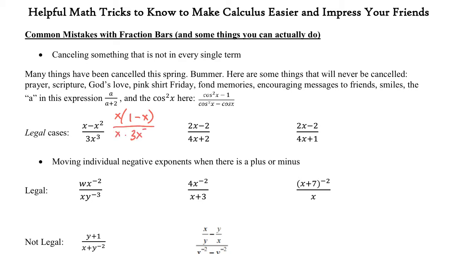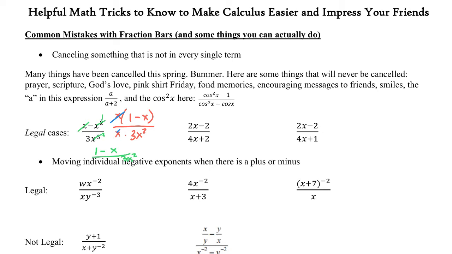That's a 3. And now this x can cancel. However, you could shortcut that, and just say this cancels, this becomes a 1, this becomes a 2, and that leaves me with 1 minus x all over 3x squared. And then don't keep going and say the x's cancel. No. That's now illegal.